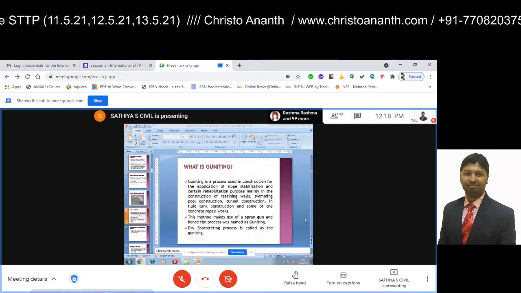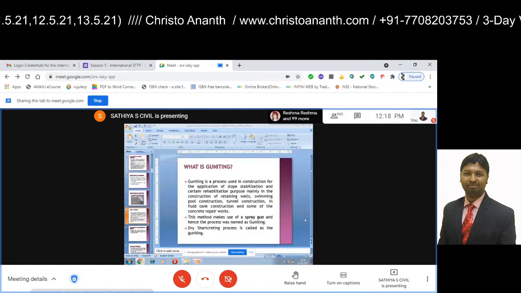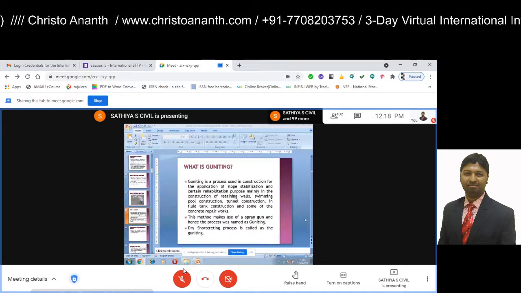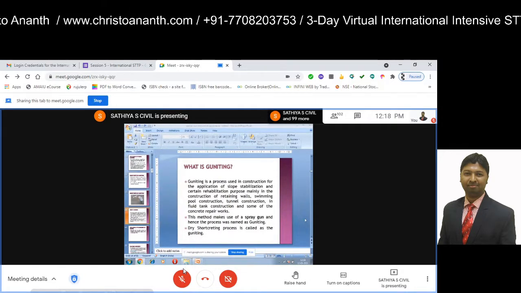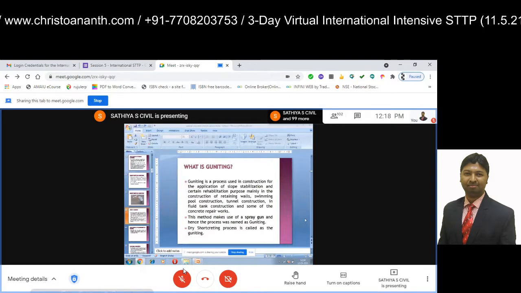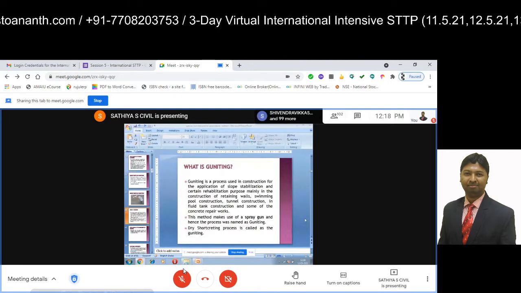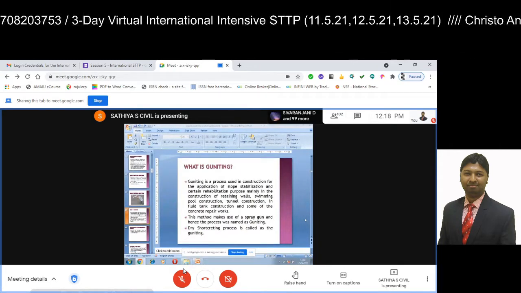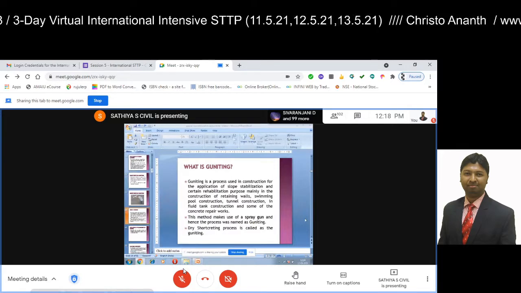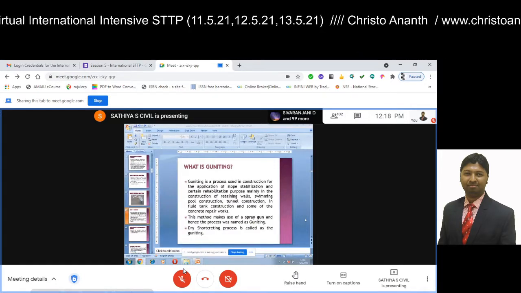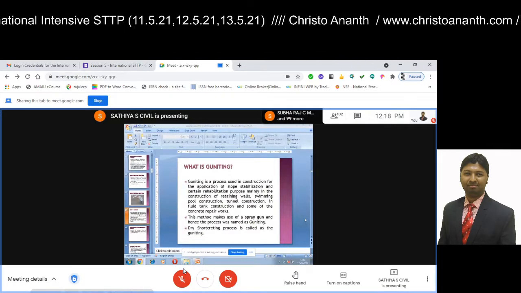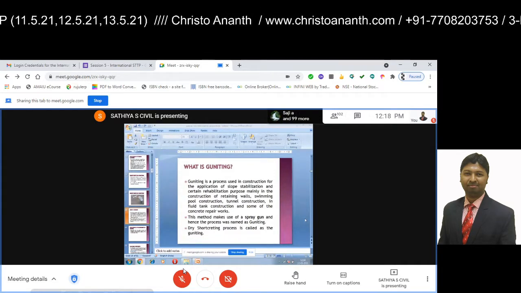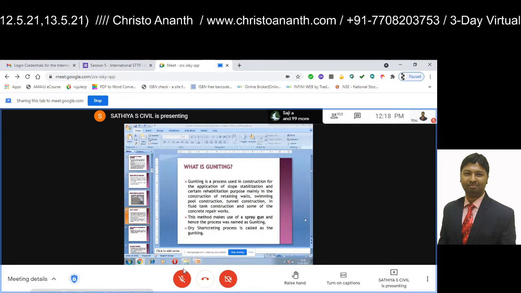At the nozzle of the pump. So, skilled labor is selected for concreting with this type of technique. That means gunite. This method makes use of a spray gun, and hence the process is called gunite. A shotcreting process is called gunite. Here, we are mixing water at the nozzle while spraying the concrete. Hence, it is known as dry shotcreting.